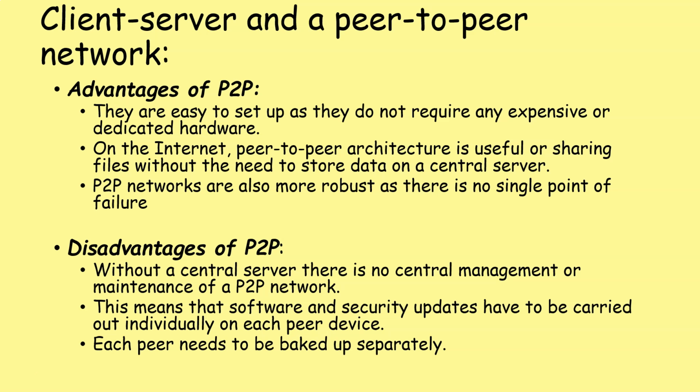The advantages of peer-to-peer: they're easy to set up as they do not require any expensive or dedicated hardware. On the internet, peer-to-peer architecture is useful for sharing files without the need to store data on a central server. Peer-to-peer networks are also more robust as there is no single point of failure. Disadvantages of peer-to-peer: without a central server, there's no central management or maintenance of a peer-to-peer network. This means that software and security updates have to be carried out individually on each peer device, and each peer needs to be backed up separately. Please do not bake your peers.